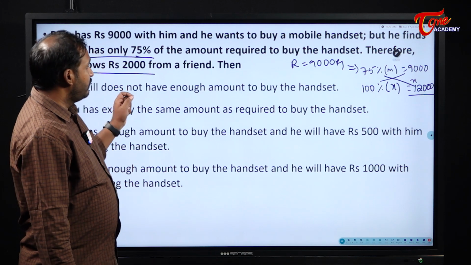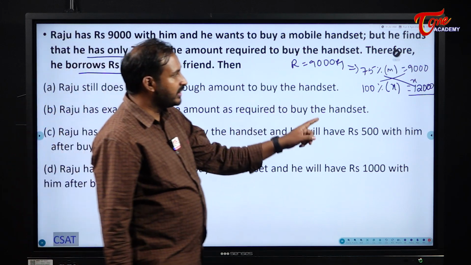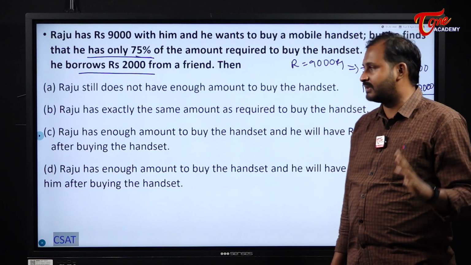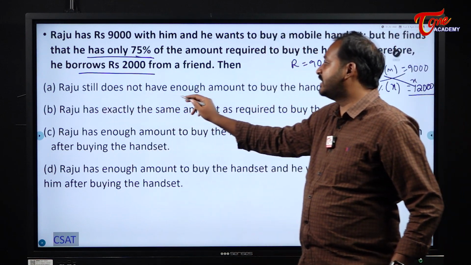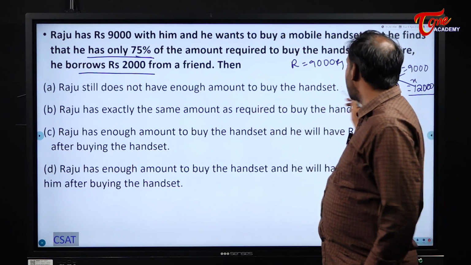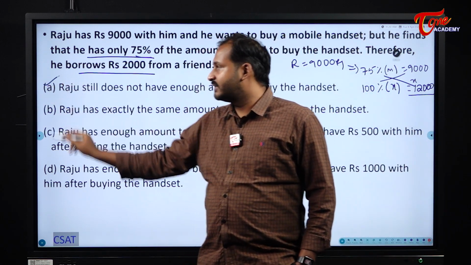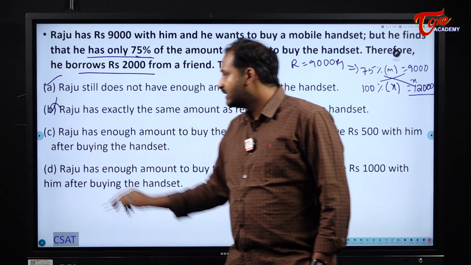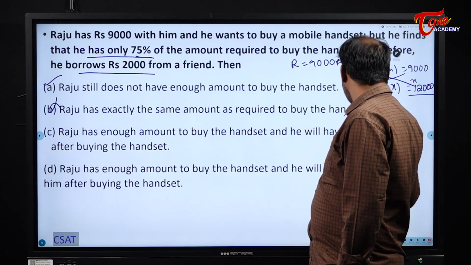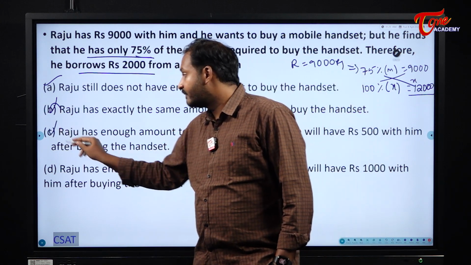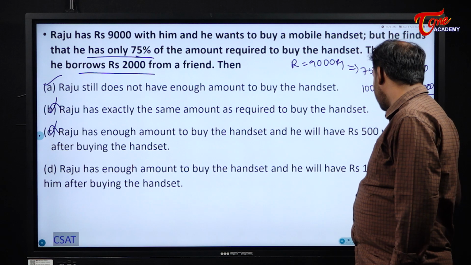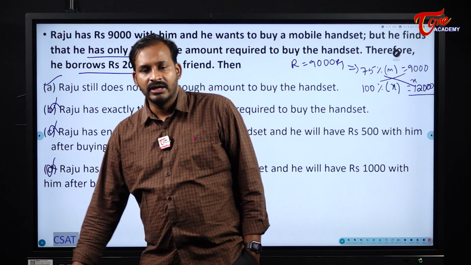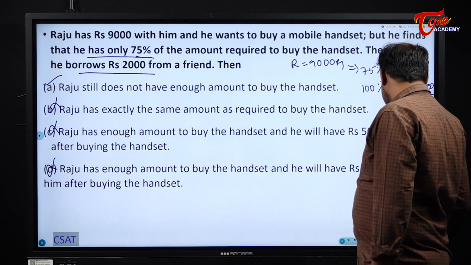Okay, good. Therefore, he borrows 2,000 from his friend. He has now 9,000 with him and he borrowed 2,000 from his friend. So now overall how much amount does he have with him? He has 11,000 with him. Now, first option, Raju still does not have enough money to buy the handset. Yes. Why? Because the handset price is 12,000 but he has only 11,000 with him. That is correct. Next, Raju has exactly the same amount as required? No, he doesn't have enough amount. Next, Raju has enough amount to buy the handset and he will have rupees 500 with him after buying the handset. No. Raju has enough amount to buy the handset and he will have rupees 1,000. No. So the final answer here for me is Raju still does not have enough money to purchase the handset.